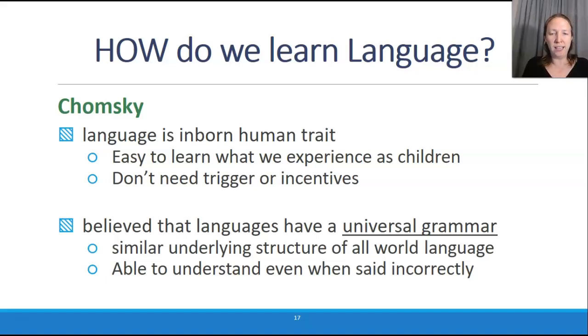He also developed this idea of universal grammar, that languages have a universal grammar that underlies all world languages, and it allows us to understand each other even when someone is not speaking our native language to us. If someone is attempting it and they can get close, then we can probably follow along. So if someone's speaking broken English, typically they're using English words, but maybe in the wrong order. And Chomsky would say, well, there's something in languages that allows us to understand that, even if it doesn't follow the proper grammar rules.